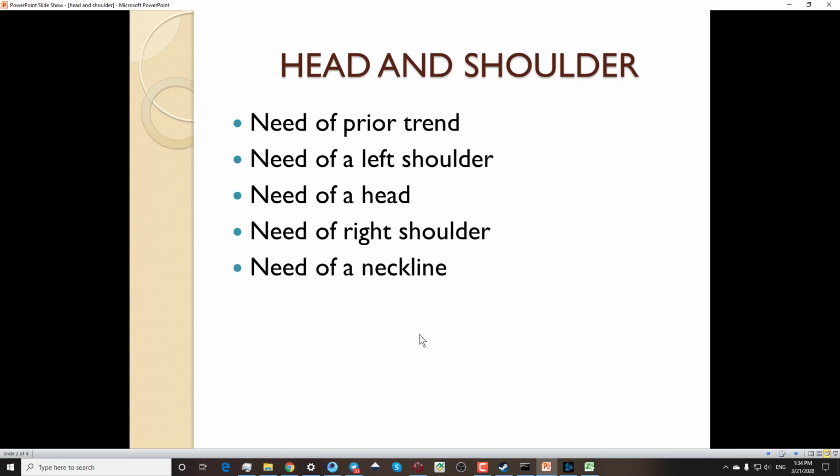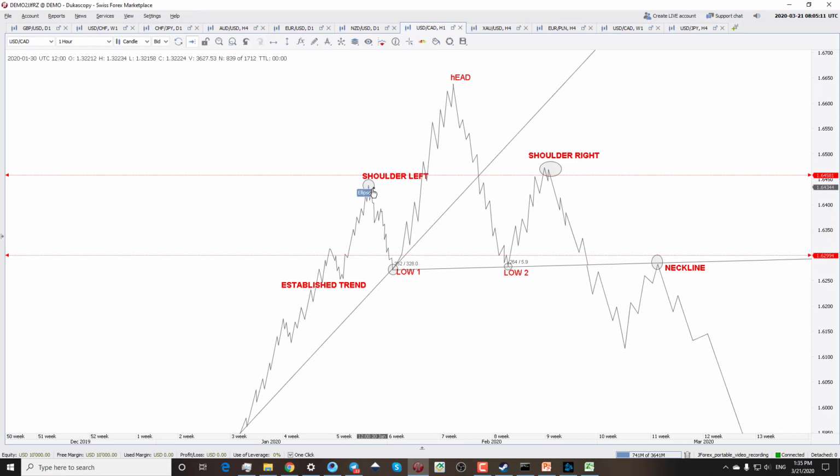Then we need a neckline. Now how this neckline is formed is very important. The neckline is formed by joining the low of the decline from the left shoulder to the low from the decline of the head. I'll make you understand. Now there was a decline from the left shoulder and it ended up here. Then again there was a rise and there was a decline from the head and it ended up here. So if we join these 2 points and extend them to the right, then it is called a neckline. Okay.